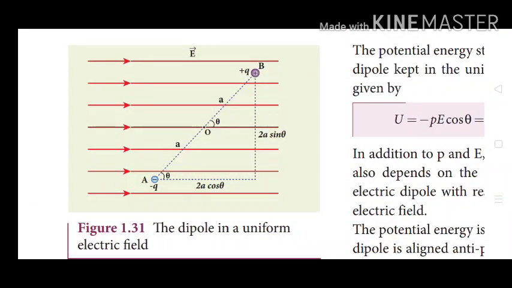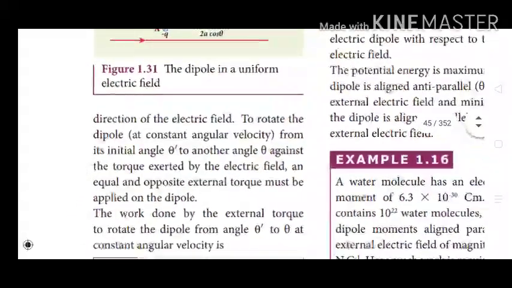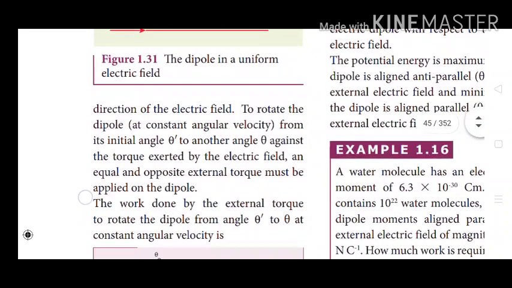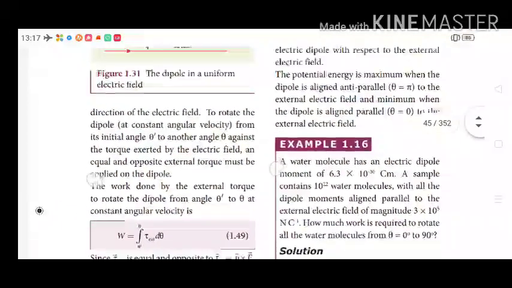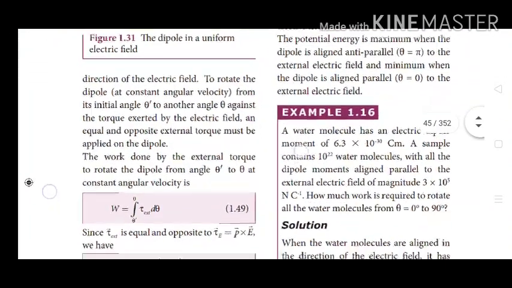The electric field E points from left to right side. The dipole is placed in the electric field at an angle theta, with minus Q and plus Q at A and B. See the direction of the electric field. To rotate the dipole from its initial angle theta dash to another angle theta against the torque exerted by the electric field, an equal and opposite external torque must be applied on the dipole. The work done by the external torque is from angle theta dash to theta.